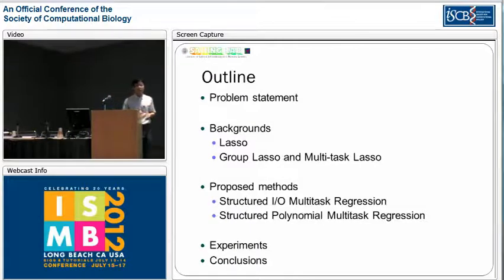This is the outline of this talk. First, I'm going to define the problem, and then I'm going to tell you some backgrounds of this work, and then I will propose our methods, and the experiments and conclusions will follow.